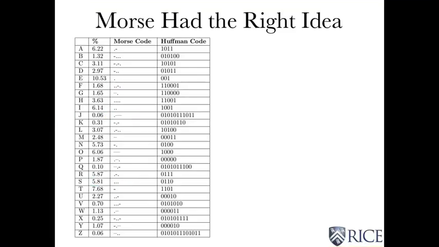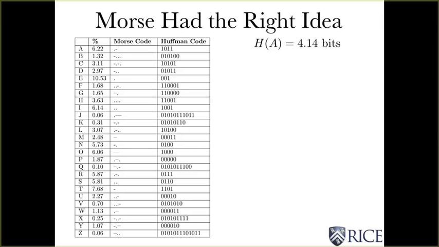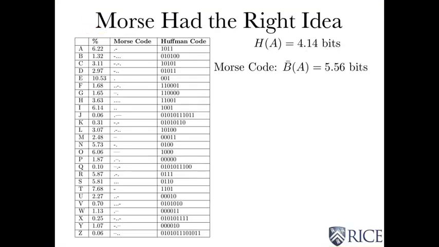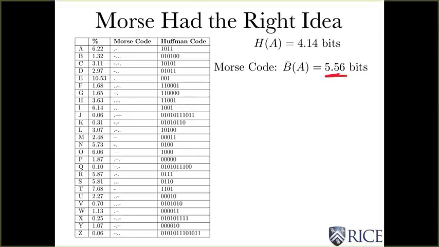Well, how well does it work? If you go through and figure out, using all these probabilities, what the entropy is, you come up with 4.14 bits. Well, if you figure out the average number of bits used in the Morse code, it turns out to be 5.56, which I will point out is more than a bit away from entropy, which says you can do better than the Morse code. Well, the question is, why?